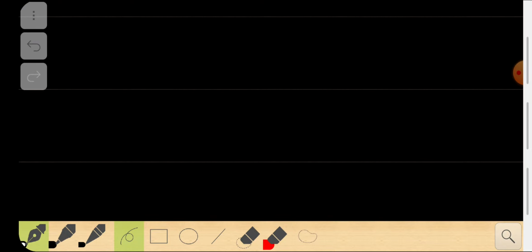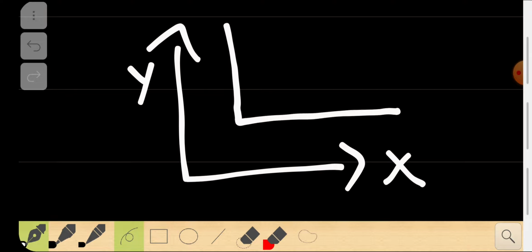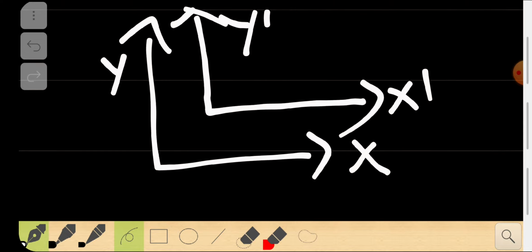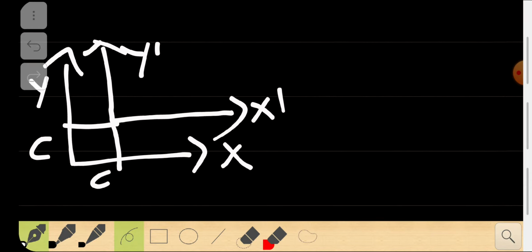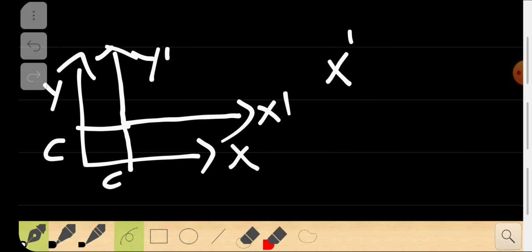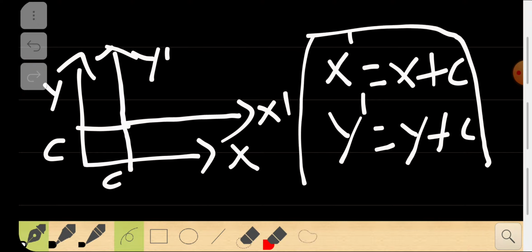Now if you look at a third case, if you have a coordinate system like that, x and y, and a new coordinate system like this, x dash and y dash, you can clearly see that there is an intercept change in the new coordinate system on both x and y, right? So this will be some constant c, and this will also be c, let it be c. Then you can write the equation as x dash equals x plus c, and y dash equals y plus c, right? That's how you transform a coordinate.